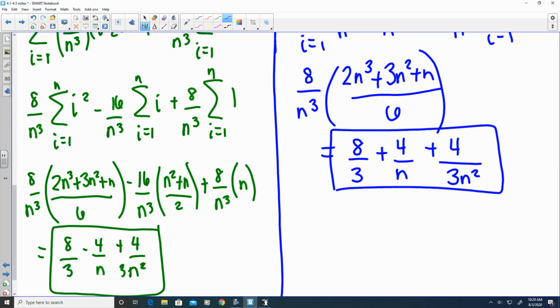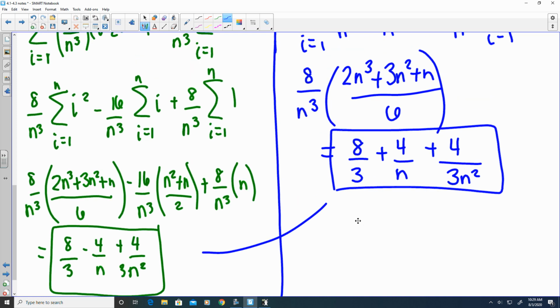Look how similar these are. Even though we did so much more work over on this left side, the only difference is that this is minus 4 over n as opposed to plus 4 over n. It seems like if we could pick, I would choose to do the right every single time.